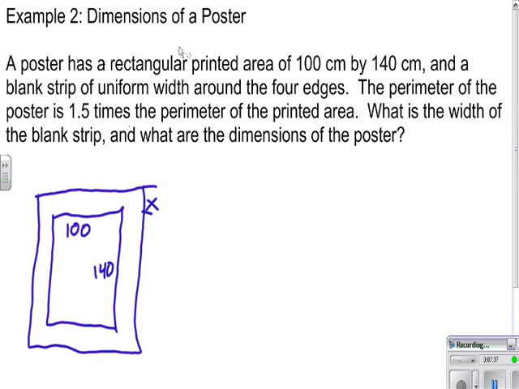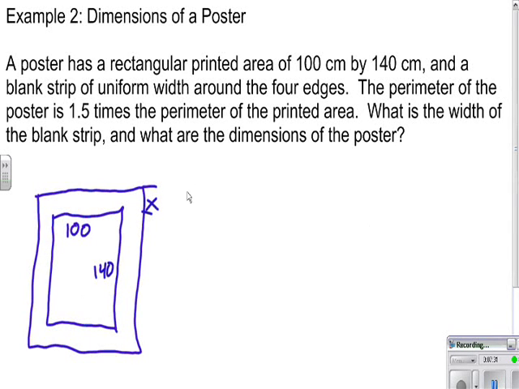Example 2, dimensions of a poster. A poster has a rectangular printed area of 100 centimeters by 140 centimeters and a blank strip of uniform width around the four edges. The perimeter of the poster is 1.5 times the perimeter of the printed area. What is the width of the blank strip and what are the dimensions of the poster?